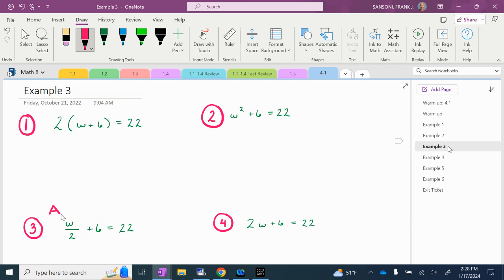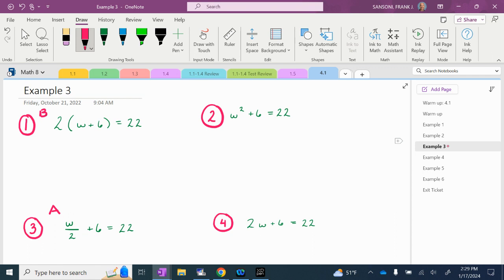So it's either 1 or 3, but it says I want twice the sum of a number and 6. So I want to find a number and 6, and then I want to take twice of it. So which one is it? It's 1, yeah. So put a B next to number 1.